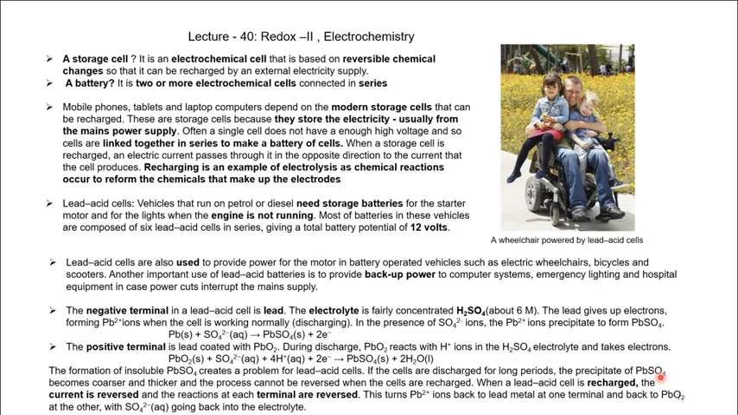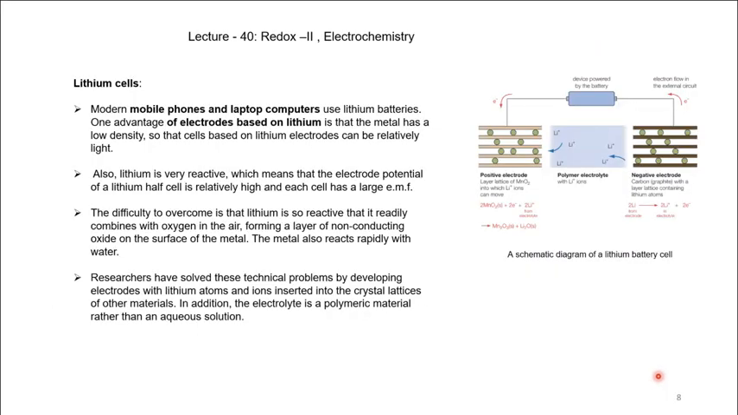Okay, now we go to the next slide. We do remember about the lithium cell, or many times we talk about the lithium cell, and it is used in mobile phones, laptops, computers, and these lithium battery cells. One advantage of this lithium battery cell is that the metal has a low density, and cells based on lithium electrodes can be relatively light. This is an advantage, but a disadvantage is also there.